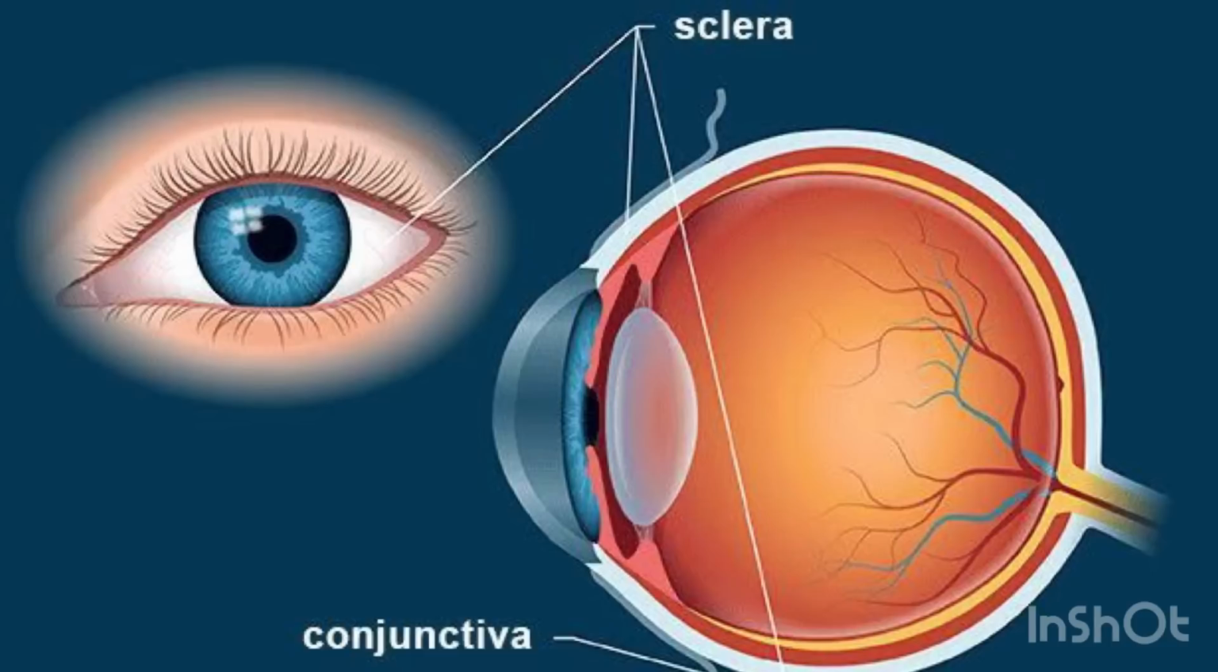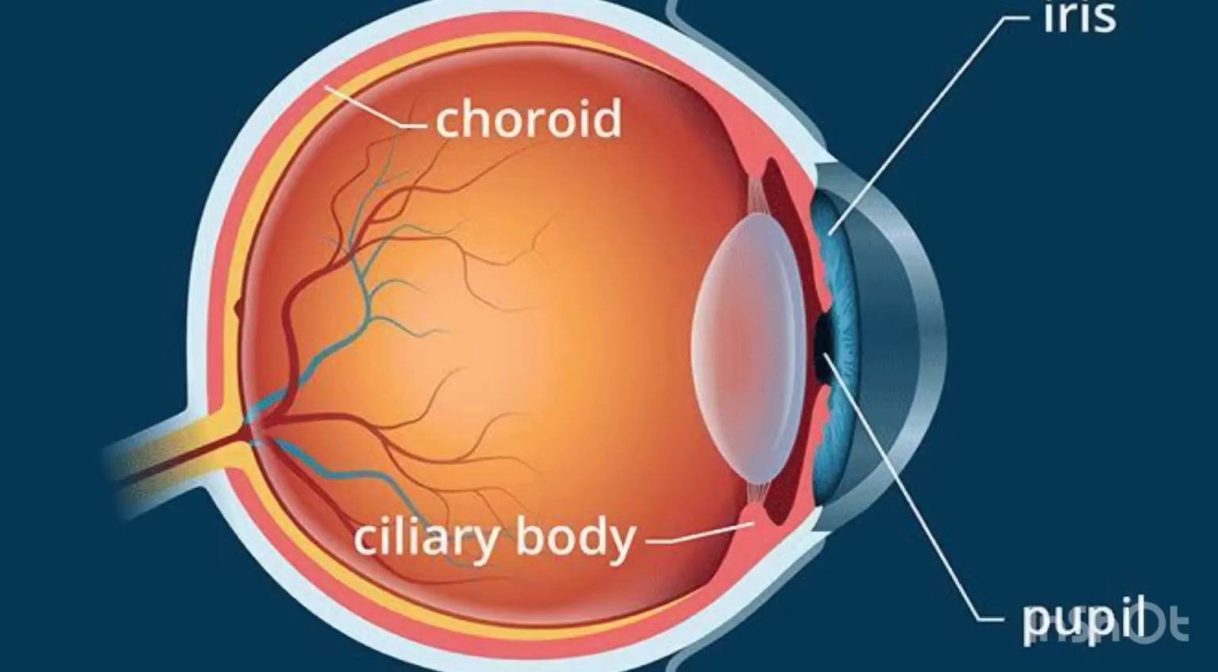Then I'm going to discuss the ciliary body. It's a structure of the eye, a ring of tissue that surrounds the lens and helps to control its shape for focusing. It also provides the aqueous humour, a clear fluid that maintains the eye's pressure and supplies nutrients.